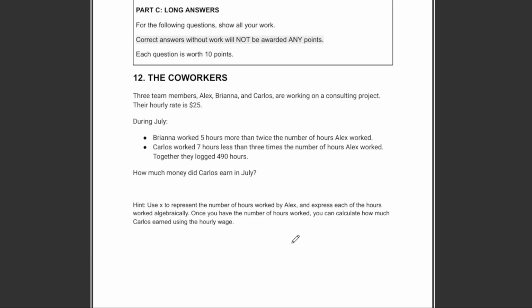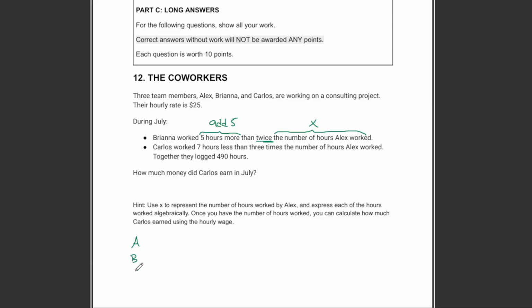So, Brianna worked 5 hours more than twice the number of hours Alex worked. Remember, 5 hours more than means we're going to add 5 to something. What am I adding 5 to? Twice the number of hours Alex worked. But do I know how much Alex worked? I don't. They don't tell me that. So I'm going to say the number of hours that Alex worked. Let's just say that's my X.